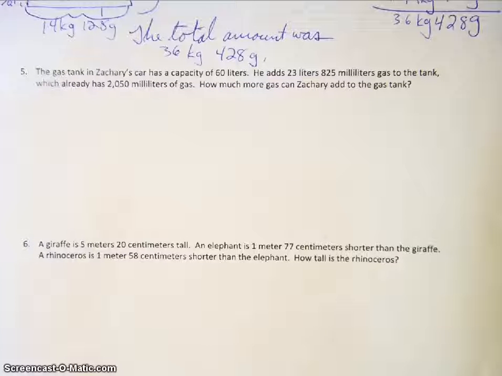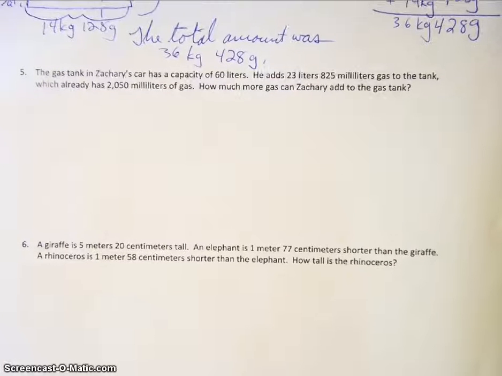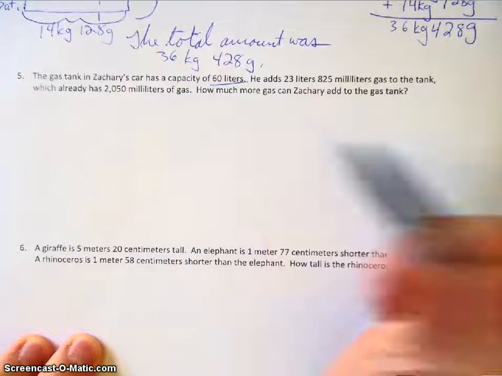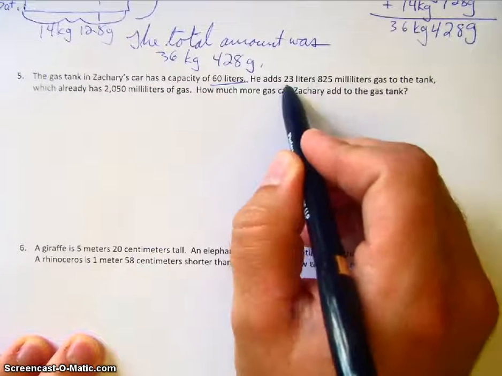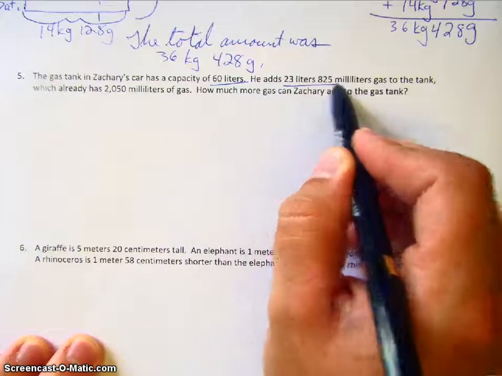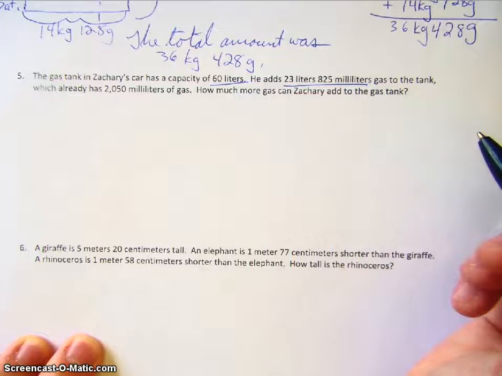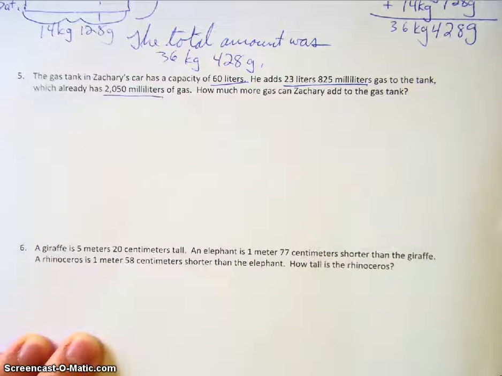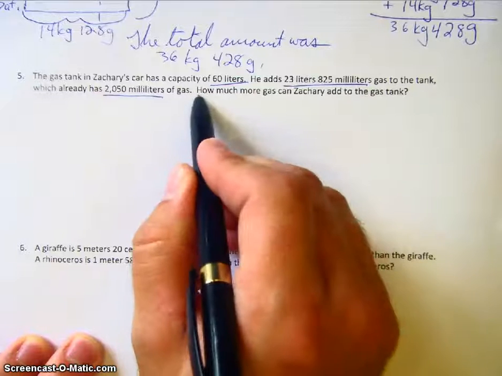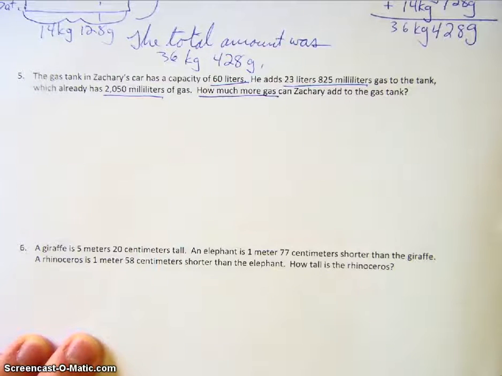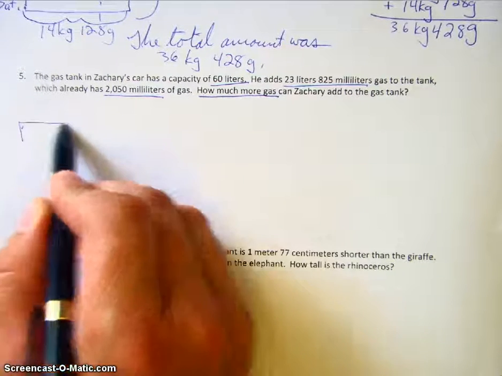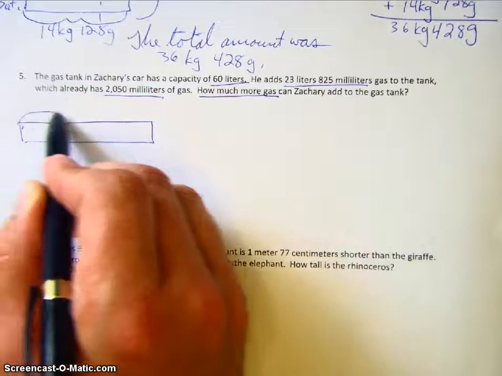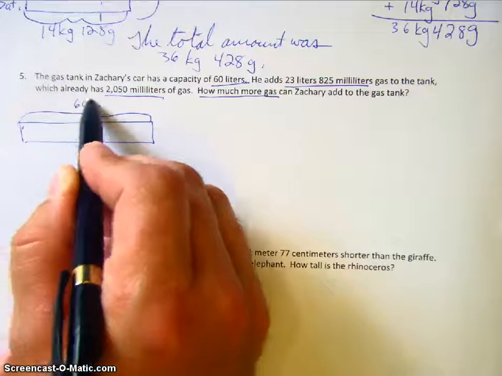So number 5 says, the gas tank in Zachary's car has a capacity of 60 liters. Okay, so that's the total. He adds 23 liters, 825 milliliters of gas to the tank, which already has 2,050 milliliters of gas. We need to know how much more gas can Zachary add to the tank. Okay, so he has one gas tank. So we have a total capacity of 60 liters.